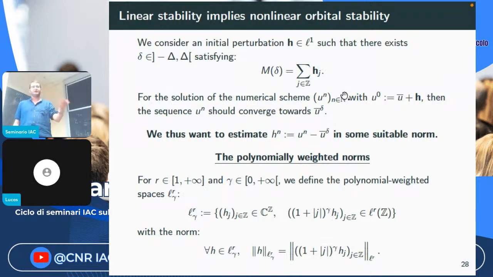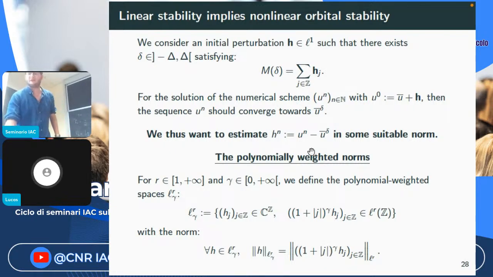So what I want is to prove estimates in some suitable norm on this Hn, which is Un, the solution of my numerical scheme, minus the discrete shock profiles that I hope to converge towards. I claim that the right spaces to do so are polynomially weighted norms, at least using the techniques that were applied in my paper.